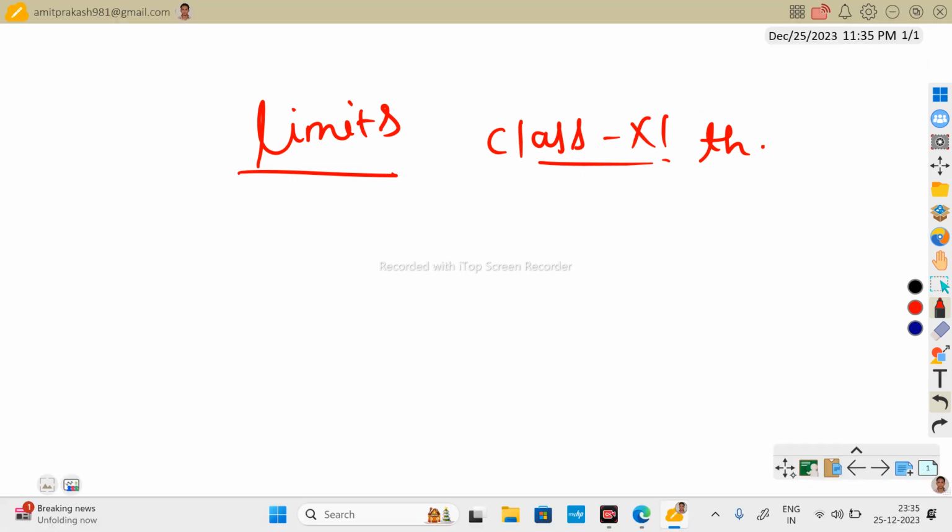We are going to solve some problems related to limits. So we are going to discuss the limit of a function for class 11th.